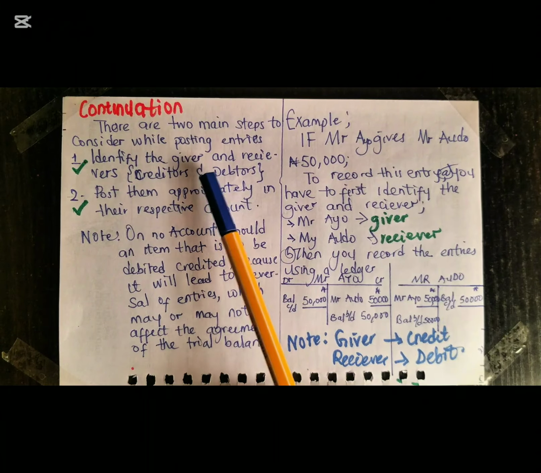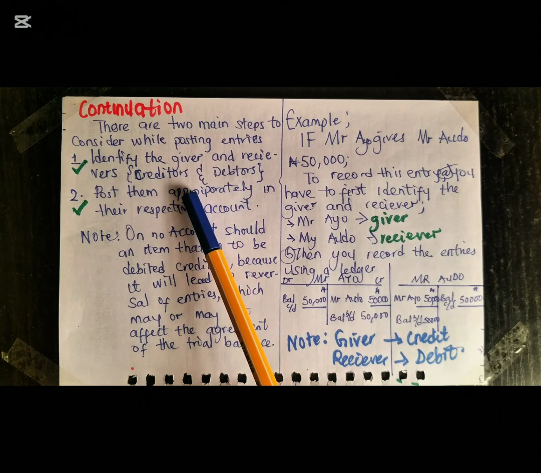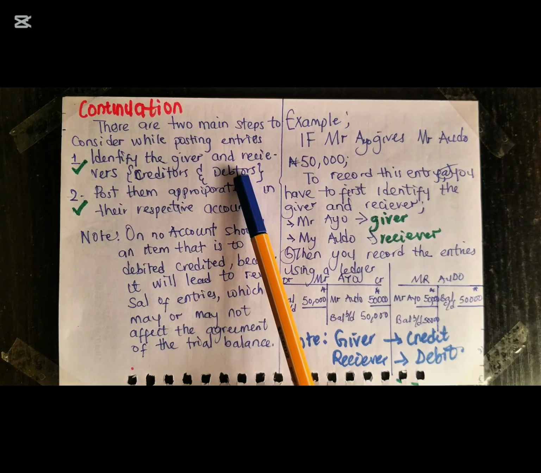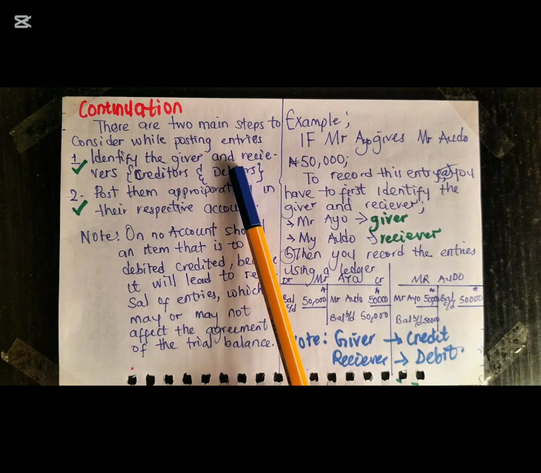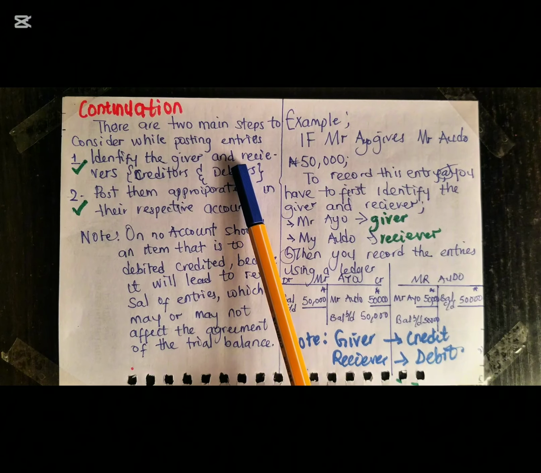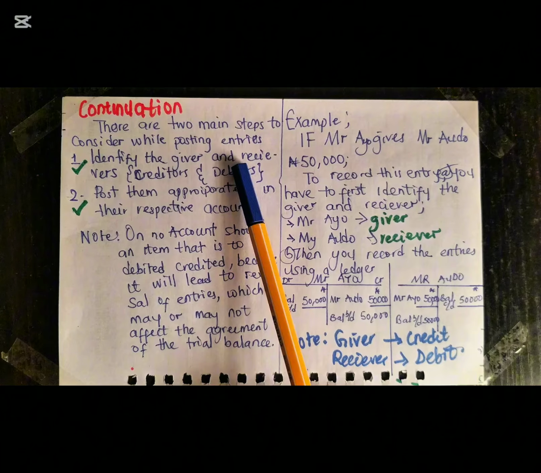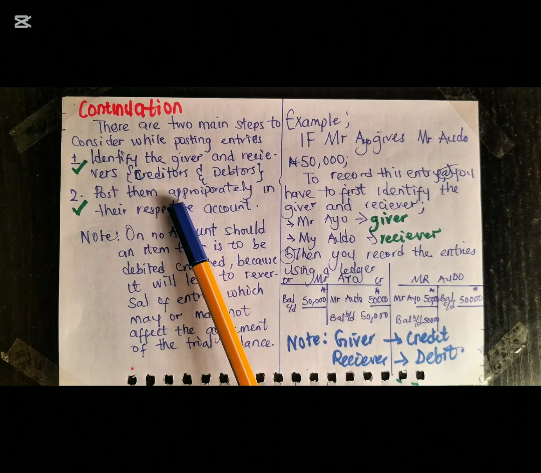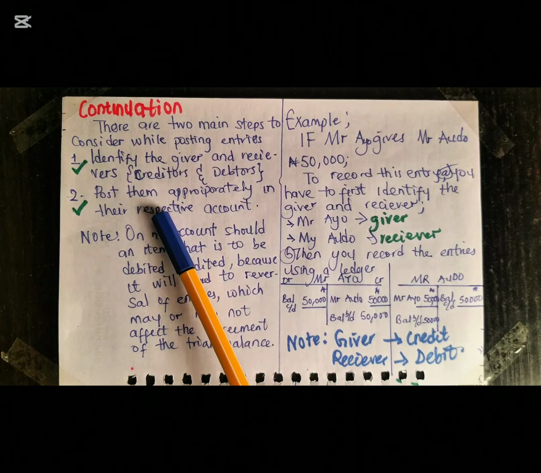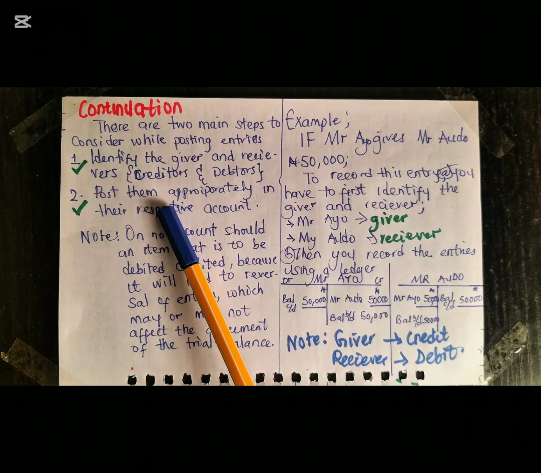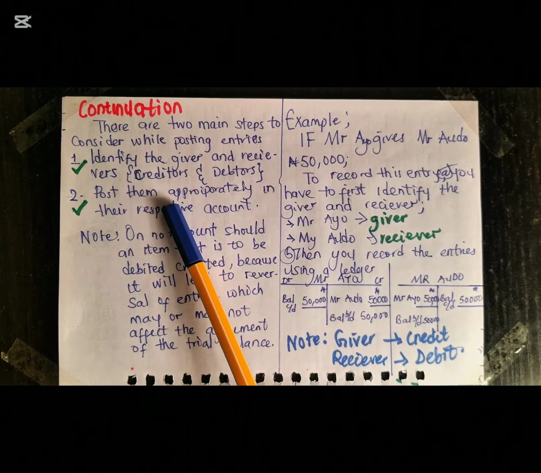So let me explain the first step. The first step now, identify the giver and the receivers, right? That's the creditors and the debtors. Whenever a transaction is being given to you to prepare, or an entry is being given to you to prepare, the first thing you should bear in mind is to identify the person that is going to be receiving the money, or receiving the goods, or receiving the service, and the other person that will be giving a service. So that's for you to identify the givers and the receivers. That's number one. And number two is to post them appropriately in their respective accounts. So some of us may be thinking, since we've already identified the givers and the receivers, it's very, very easy for us to post it.